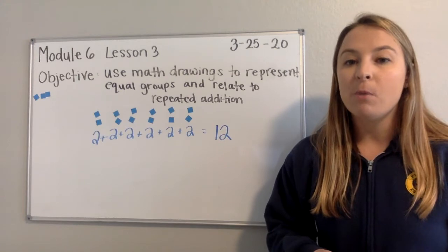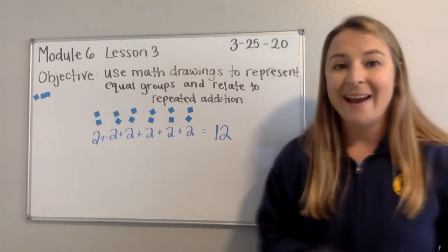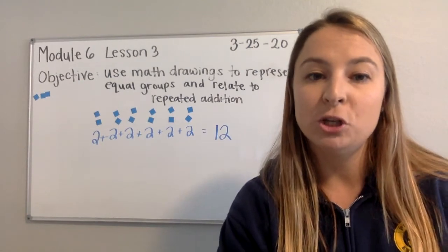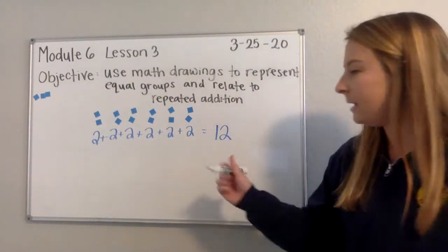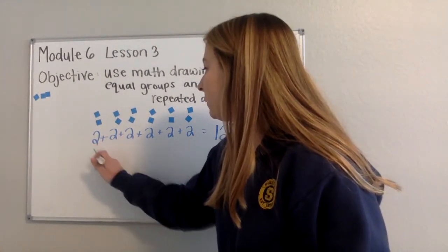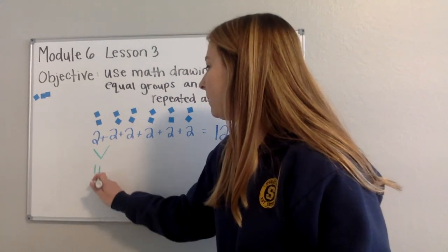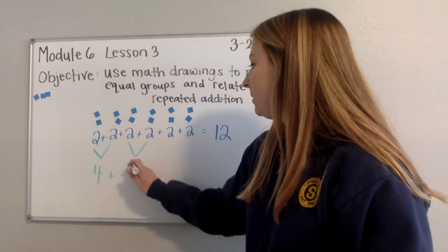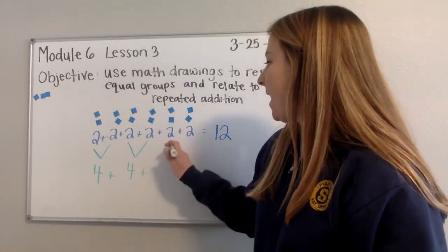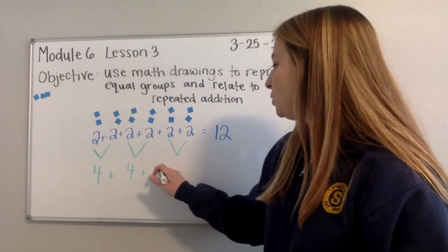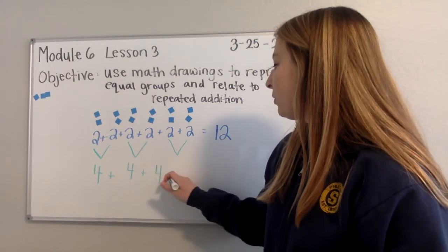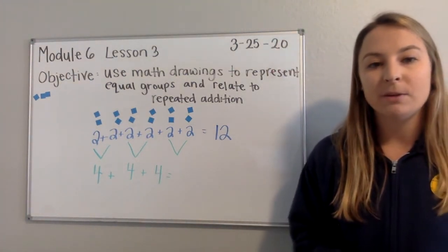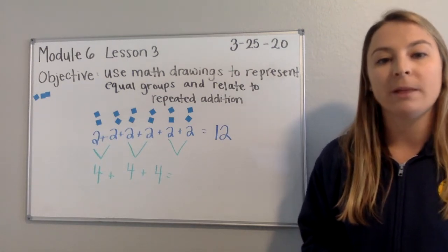Now I'm looking for a more efficient way to group those addends together. So instead of 2 plus 2 plus 2 plus 2 plus 2 plus 2, I'm going to join my first 2 plus 2, and I know that that makes 4. I'm going to join my second 2 plus 2 to make another 4. And I'm going to join my third group of 2 plus 2 to make a third group of 4. So now my new and more efficient number sentence is 4 plus 4 plus 4.